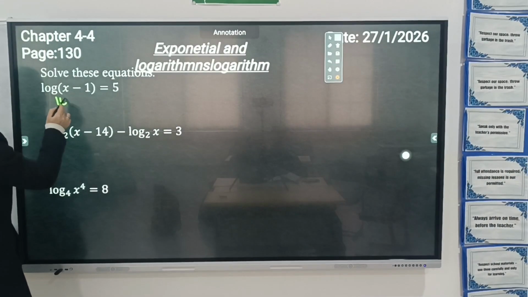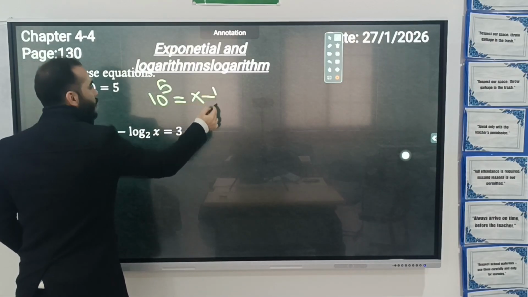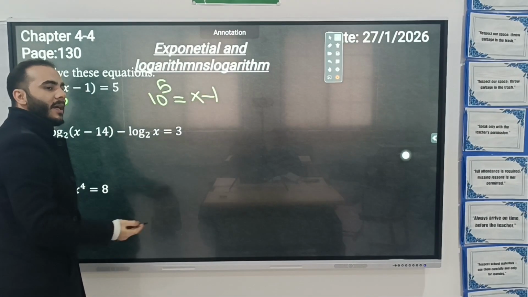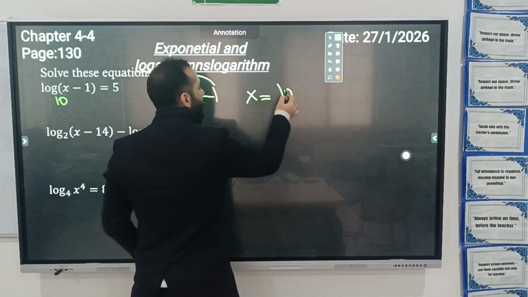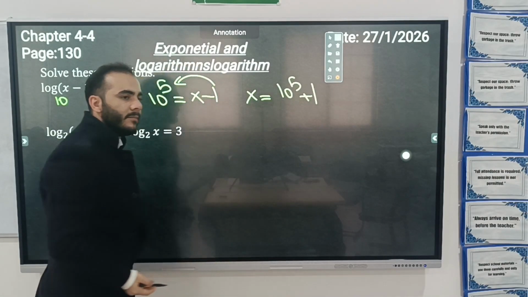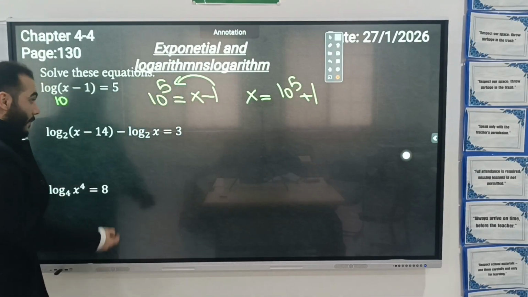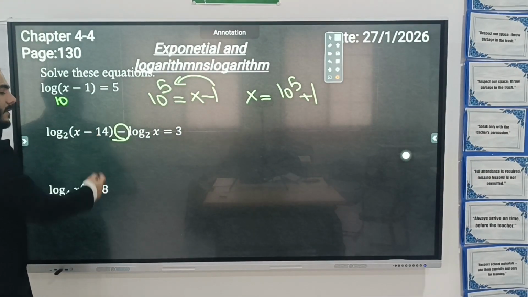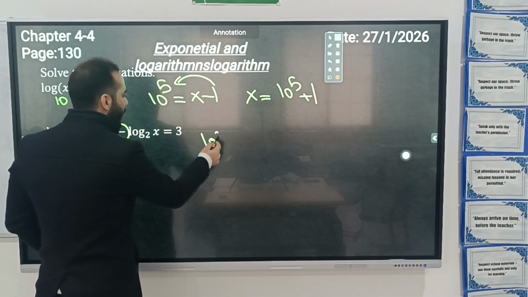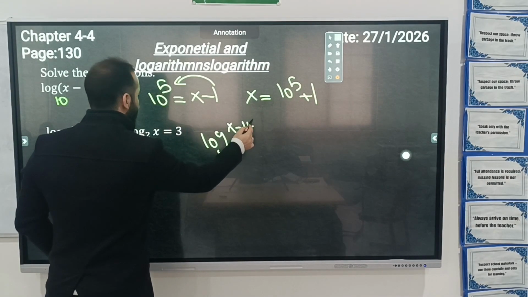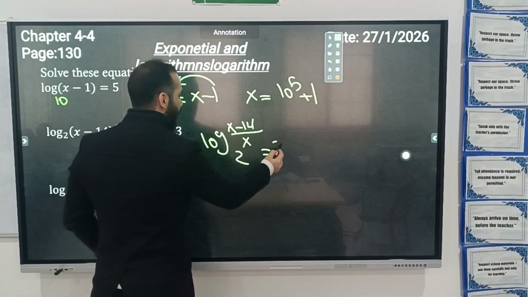Right hand rule. 10 powered by 5 equals to x minus 1. We need to find x, make x alone, so move this negative 1 to the other side. Simply x equals to 10 powered by 5 plus 1. 100,000 plus 1, 100,001. How about this one? There is what? Negative. Turn it to division. Log x minus 14 over x, base is 2, equals to 3.